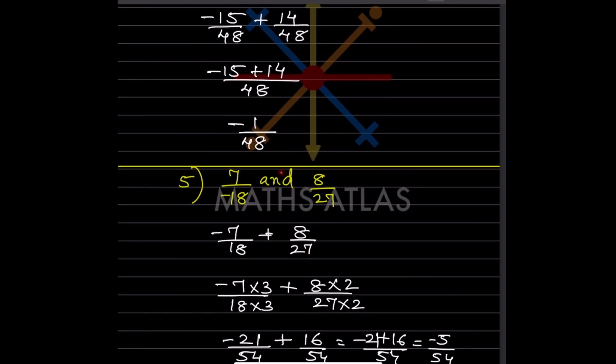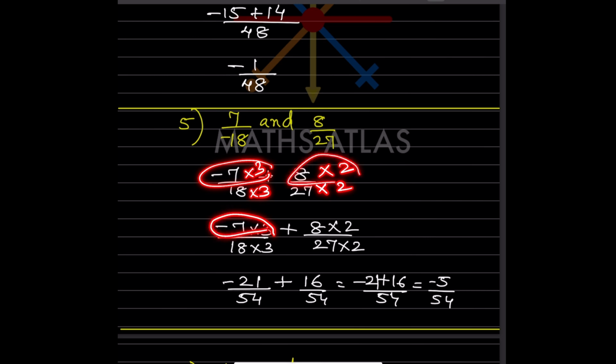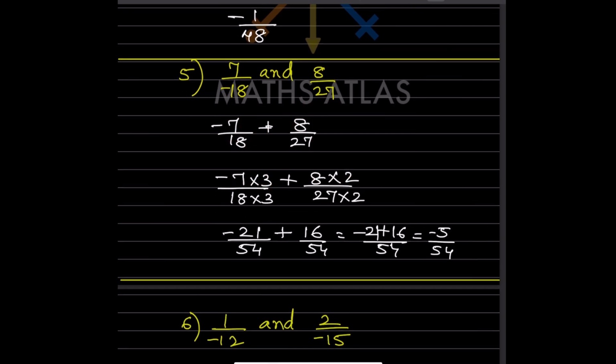Again here when you add it, you take the LCM of this plus this and this. So this is going to be 54. So 18 3s are 54 and this will be 2. So that will be minus 21 by 54, and this will be 16 by 54. So minus 21 plus 16, that is going to be minus 5 by 54.